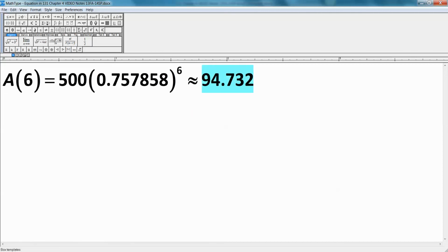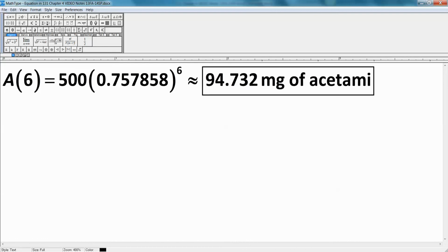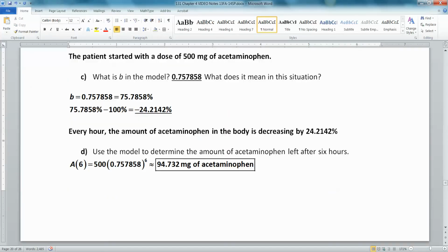So this is a story problem in a math class, right? So we have to be giving it units. So it's 94.732 what? It's milligrams of acetaminophen. Almost positive I spelled that right. And there we go.